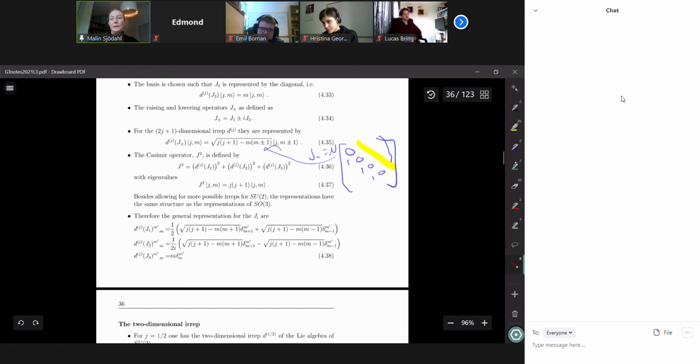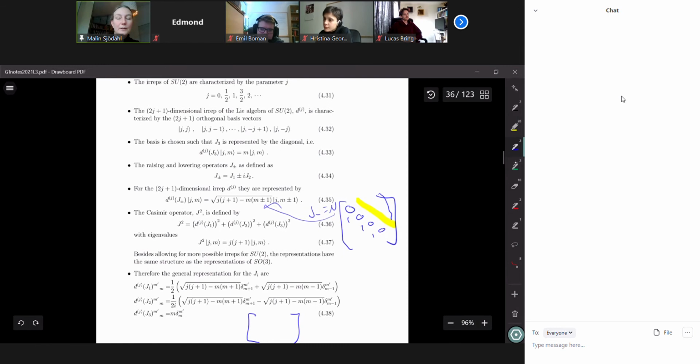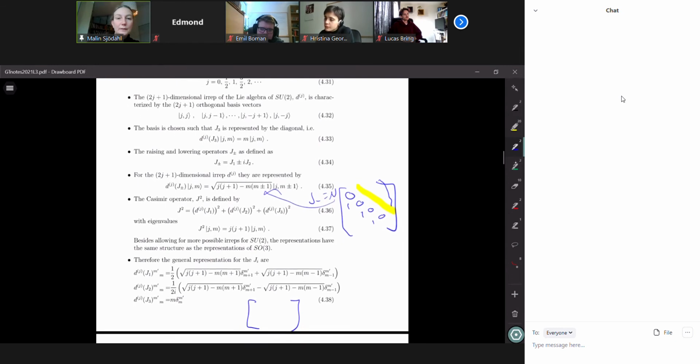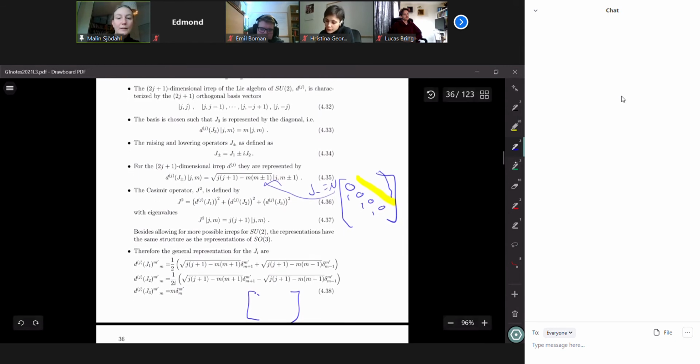So this will be a diagonal matrix with the maximal value of m and all the way down to minus the maximal value of m.